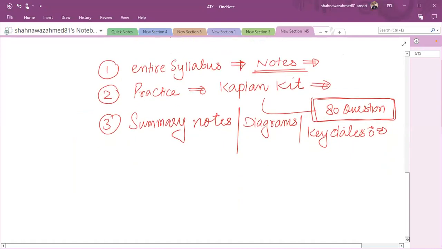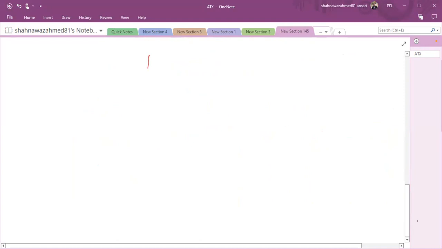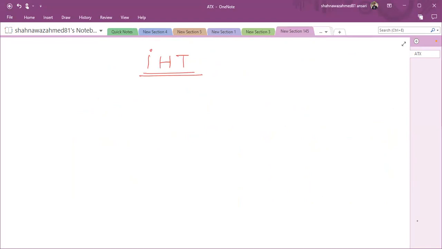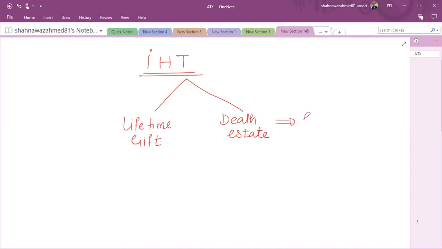Now, the first topic that I'm going to start, to give you a feel of that topic, is inheritance tax, IHT. Inheritance tax is basically applicable in two situations. One is lifetime gifts, and the other is the death estate, that is, gifts on death. These are the two areas where we need to work out how much IHT is applicable. If an individual who is alive makes a gift, that is covered under lifetime gifts, and then on the death of that individual.